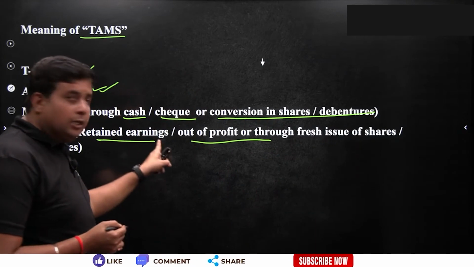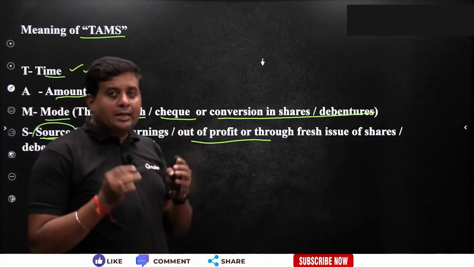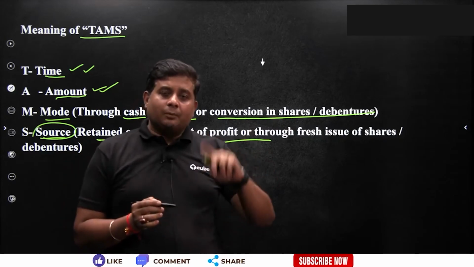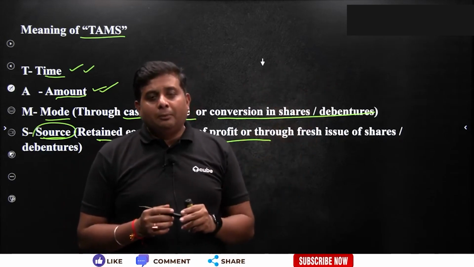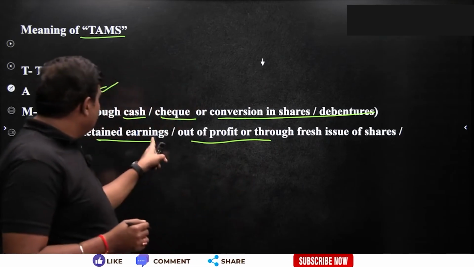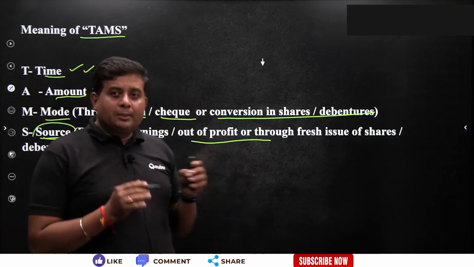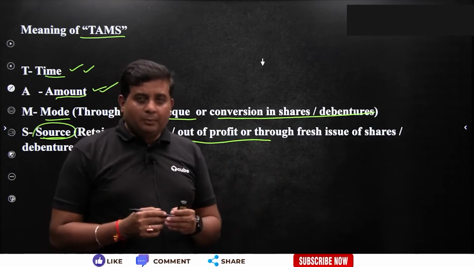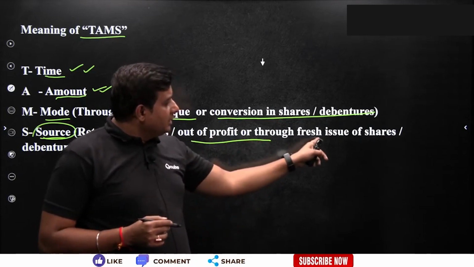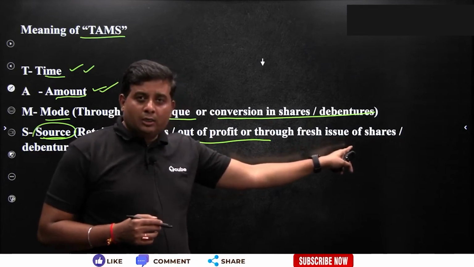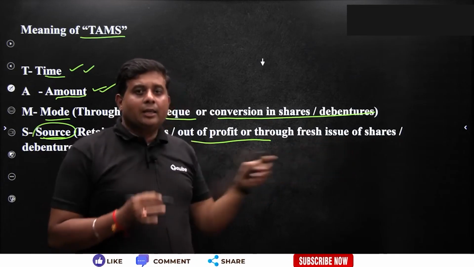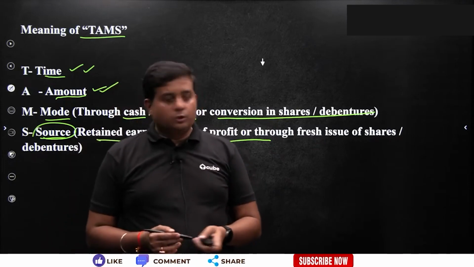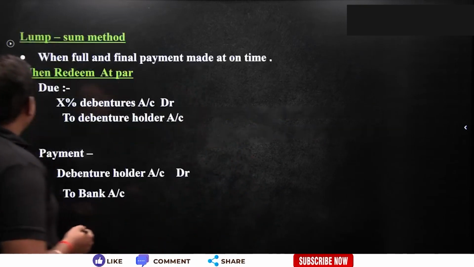In retained earnings, whatever income we are generating, that profit is accumulated at one place and can be utilized for the repayment of your debentures. Out of the profit: suppose sometimes we have a huge profit, so that profit can be used for the repayment of debentures. Next, additional shares can be issued in the market so that we can get the fund, and that fund can be used for redemption of debentures. Let's go to the next slide.